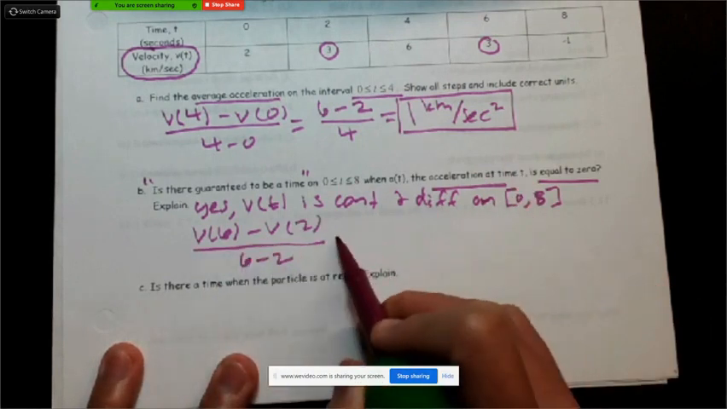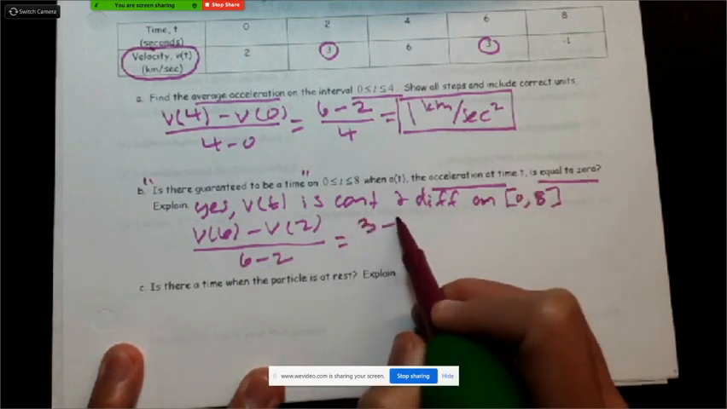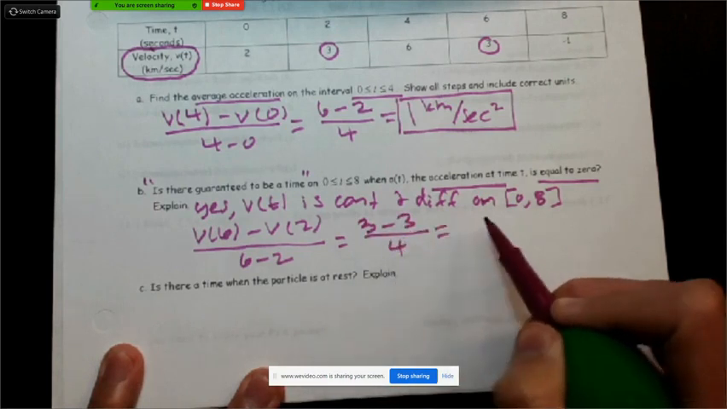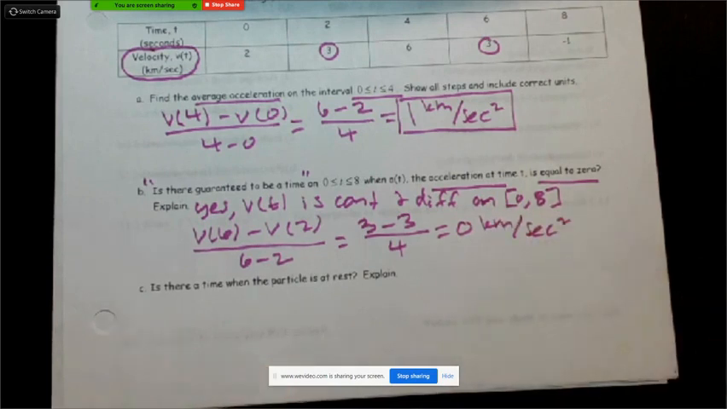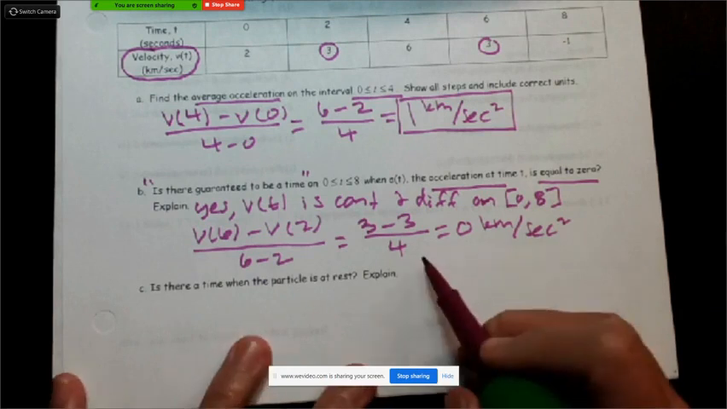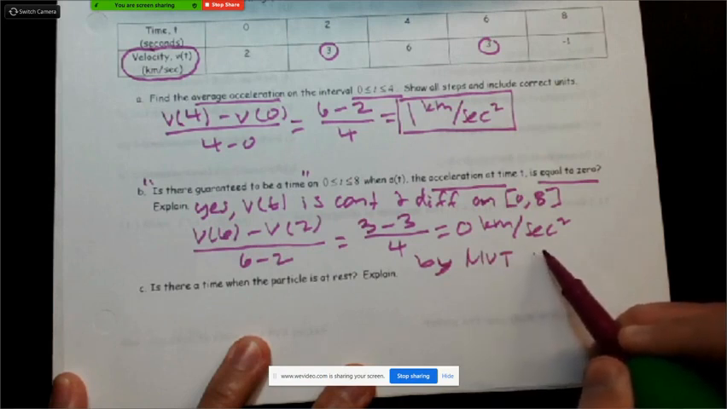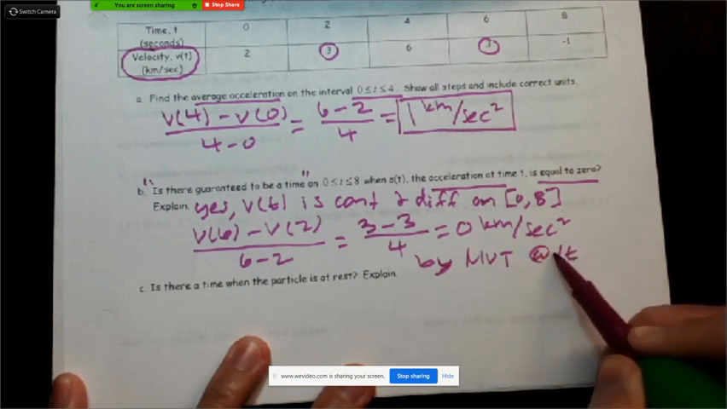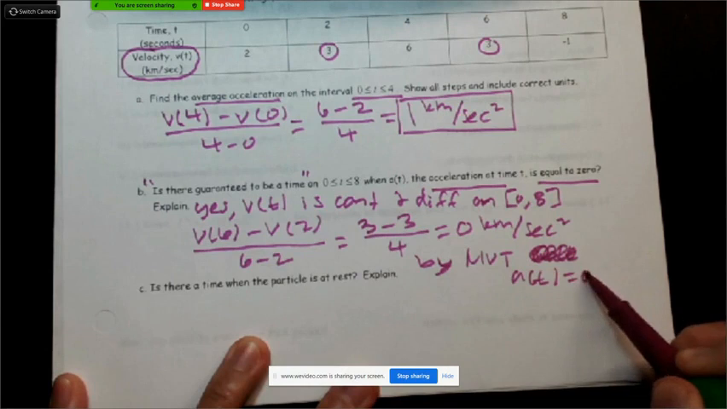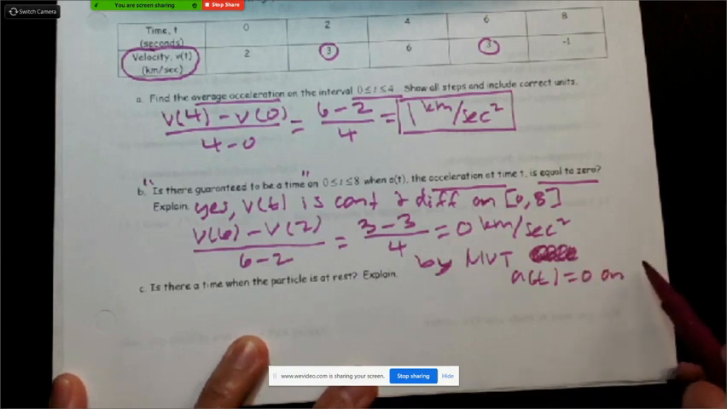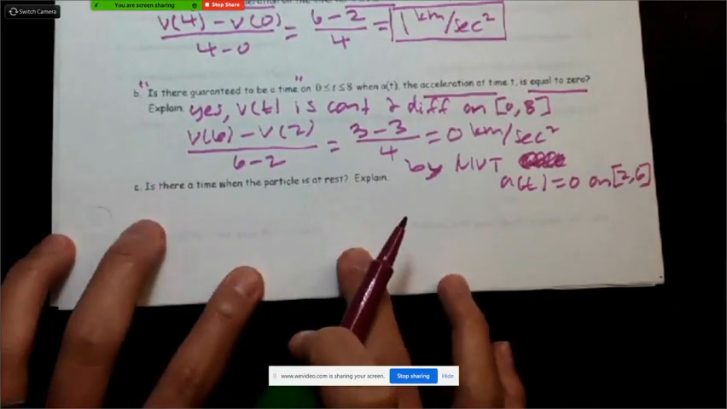Got our row too big. And the v of 6 says, what is our velocity there? 3. I know we chose the same one, right? And no matter what number on the bottom, I know it's going to give us 0. And let's write out our units. And then what theorem was that one? Good. By mean value theorem, A of t is equal to 0. And I'm going to be specific to my condition, which is the interval 2 to 6. There you go, if you guys can't see.